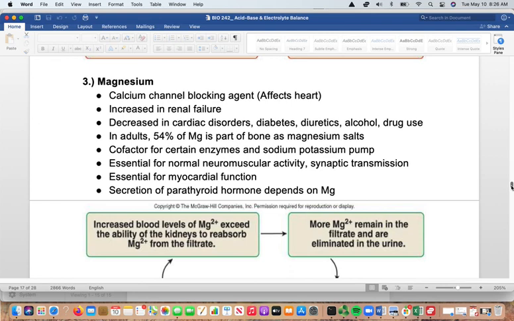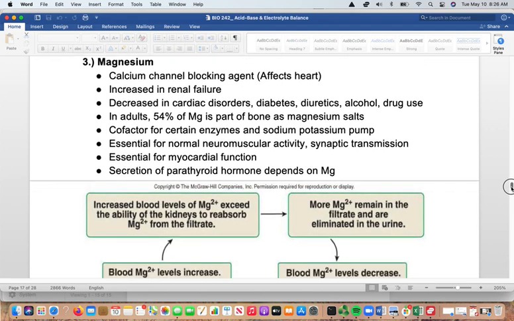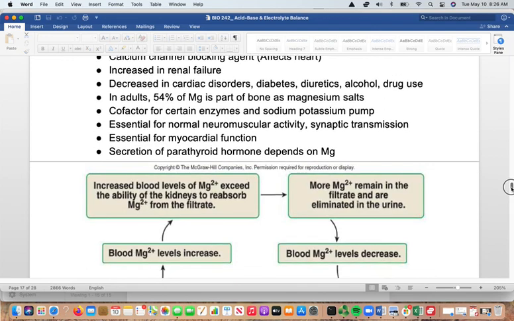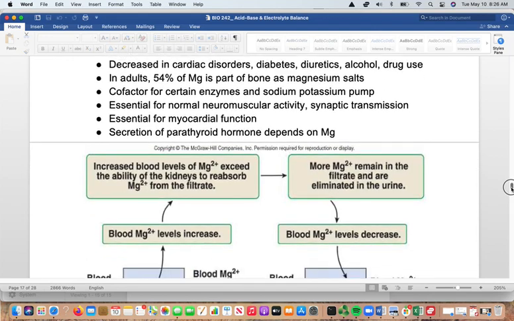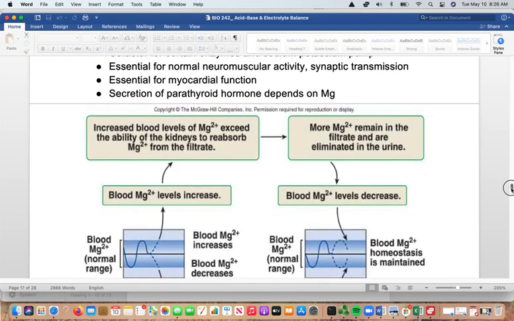In adults, 54% of the magnesium is part of the bone as magnesium salts. It's an important cofactor for certain enzymes in the sodium-potassium pump. It's essential to have normal neuromuscular activity and synaptic transmission. It's important for myocardial function, and then secretion of the parathyroid hormone is also going to depend on it.